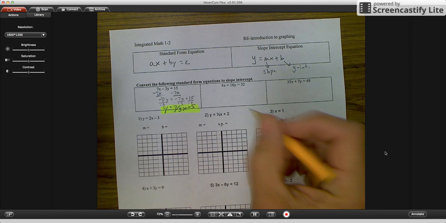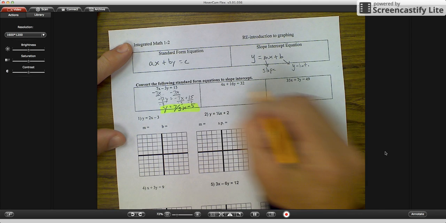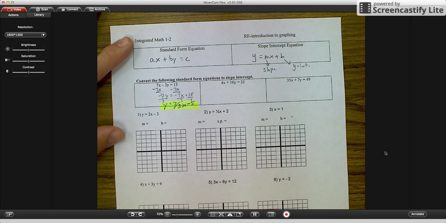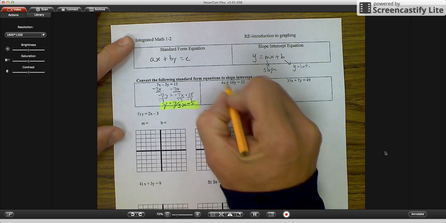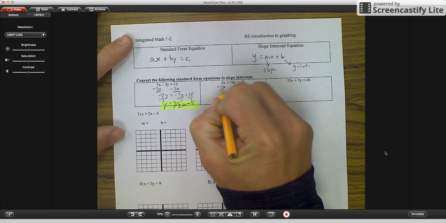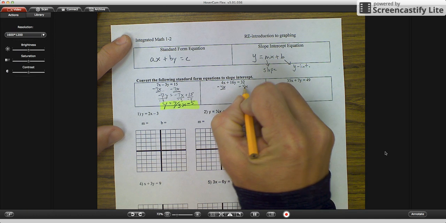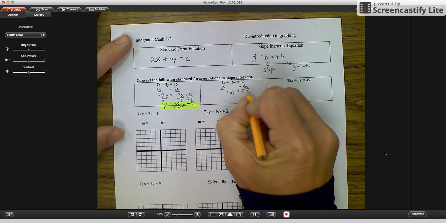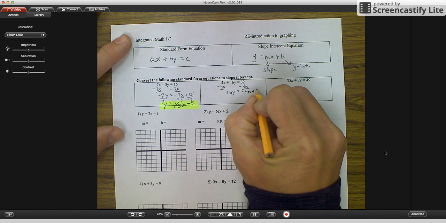For the next one, I'll do the exact same thing, and I'll let you do the last one. If you want to pause the computer right now and try this on your own, go for it. So you're going to subtract 4x from both sides, and you get 16y is equal to negative 4x plus 32.